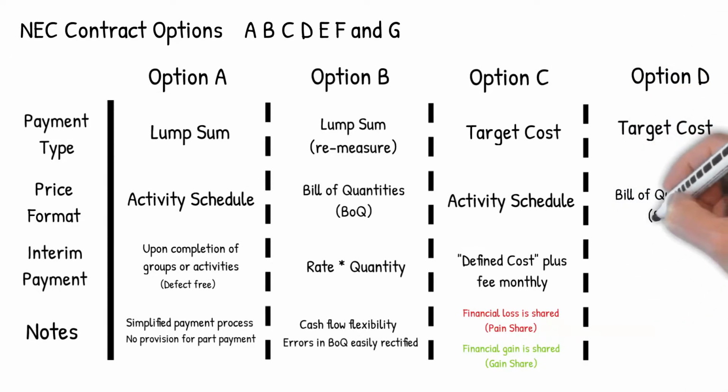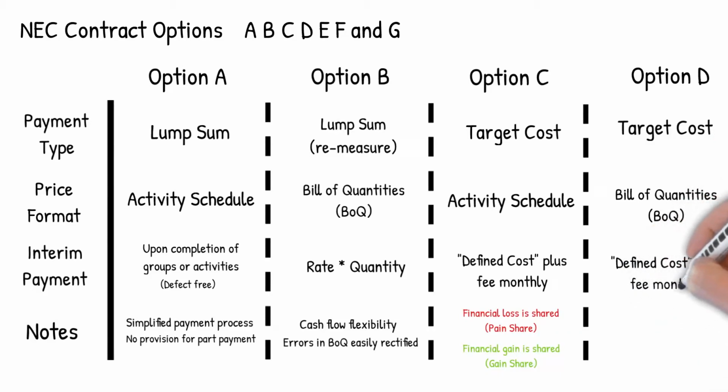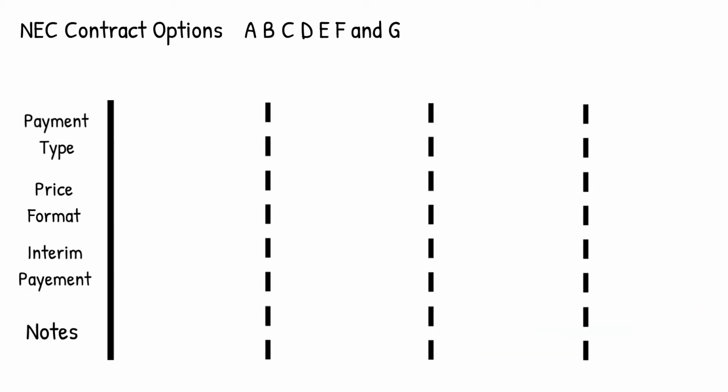The only difference is that the contractor is not linked to an activity schedule, but rather a bill of quantities as we saw in Option B. However, unlike Option B, this contract is not a remeasure contract, so any variance in measurement which isn't a compensation event will not amend the price of works.